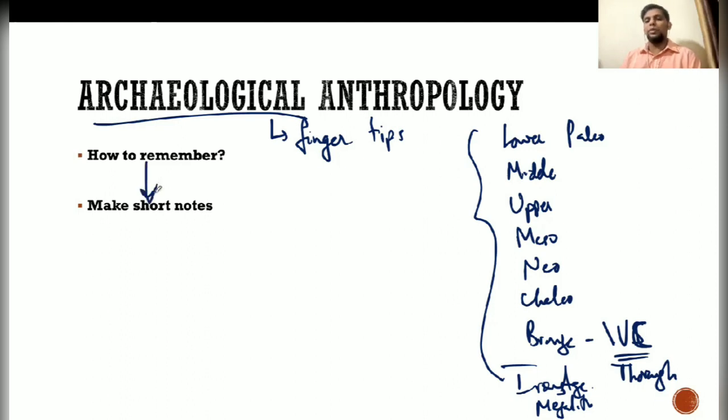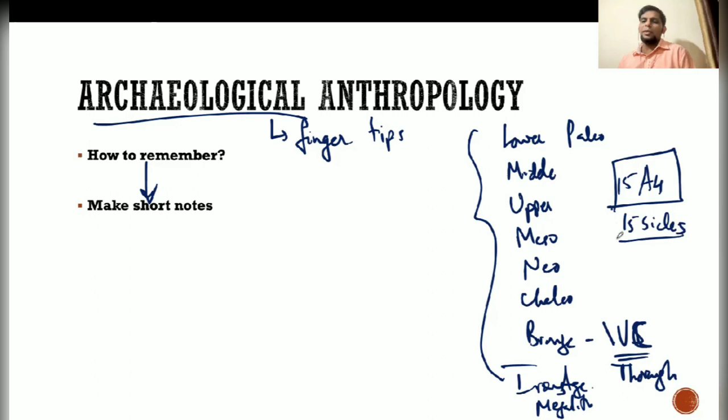Make short notes. If you have a booklet that is some 80 or 100 pages, it becomes difficult for you to revise. So have it in a much shorter form. How many do we have here? Lower Paleolithic, Middle Paleolithic, Upper Paleolithic, Mesolithic, Neolithic, and so on, 1, 2, 3, 4, 5, 6, 7, 8. And then keep the world as well. Try to keep this entire thing within 15 A4 sheets, max. I would say 15 sites. Keep that for your entire module, and then revise this on a daily basis so that you'll be able to remember this.